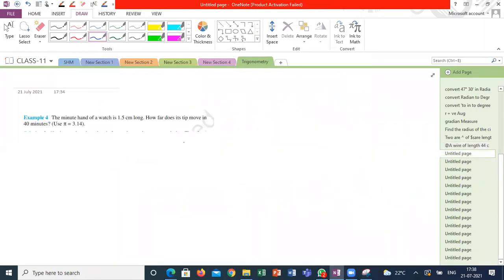Before going to this question, if in a clock the seconds hand has completed one rotation, what does it mean, guys? It has completed one turn, correct? Able to hear what I'm saying? 360 degrees, sir. So it has completed 360. Then what is the angle turned by the minutes hand?